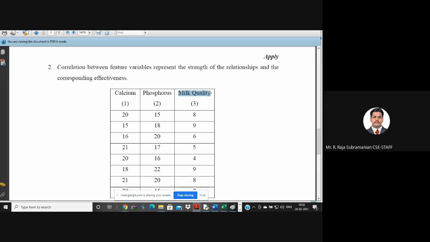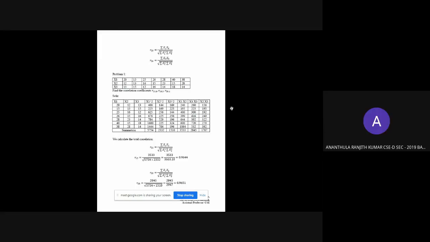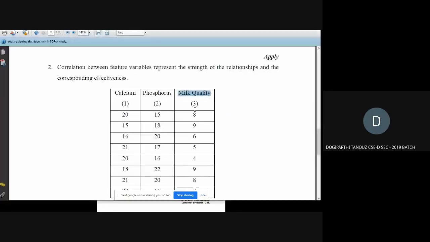Right, now I ask you a question. I want everyone to answer. Let me see who is going to answer. Find the correlation between calcium and phosphorus. What is the notation for that? R12. Very good. Now find the correlation between calcium and phosphorus by keeping milk quality as constant. R12.3. Very good.